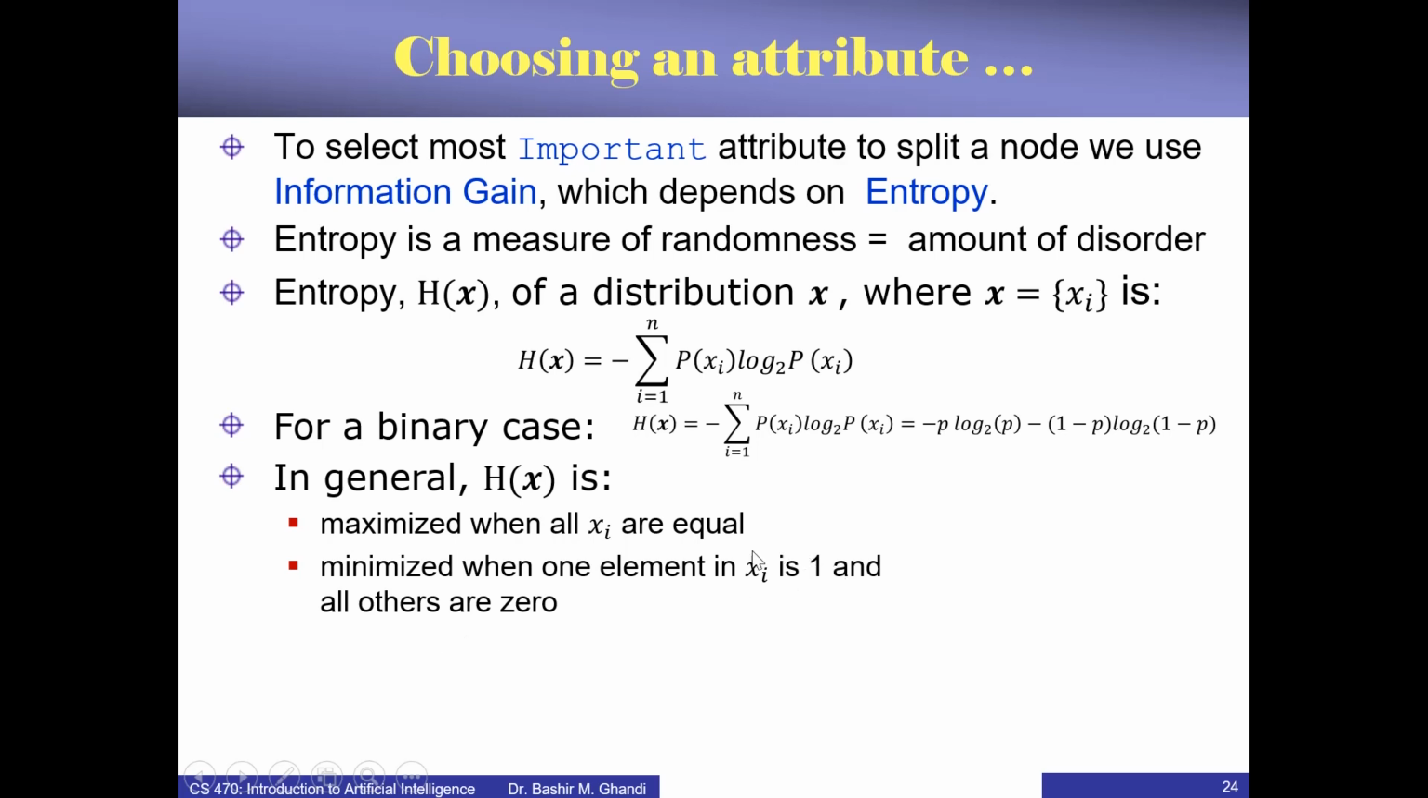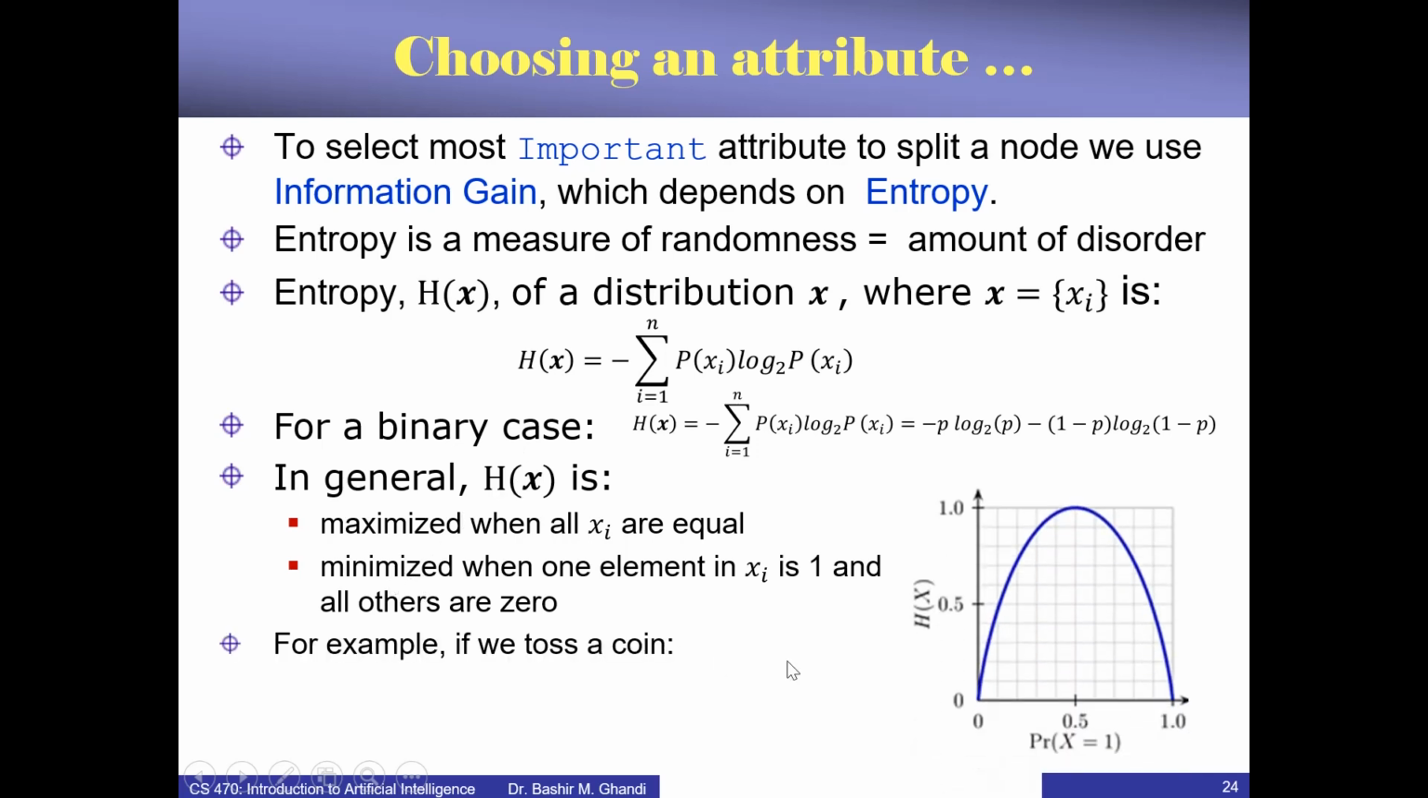Okay, because of course, remember, entropy is the degree of randomness. So if all elements are equally likely, then the randomness is the maximum at that time. But if we are certain one of the elements is 1, so it is really certain, then there is no randomness at all. And therefore, we'll see that the entropy in that case is going to be 0.